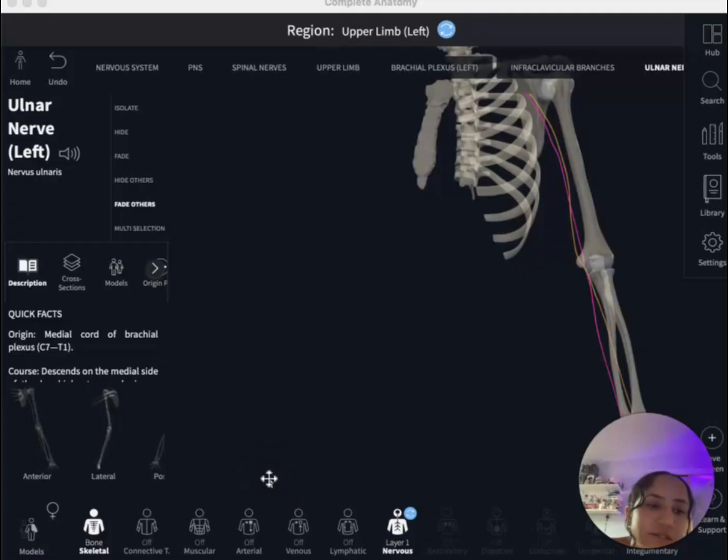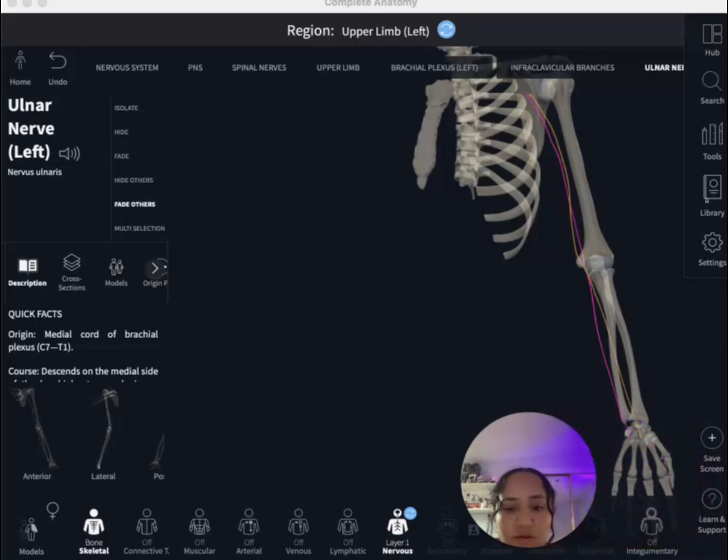Okay, so the next thing we're going to be talking about and differentiating from the median nerve is the ulnar nerve. I have it brought up on Complete Anatomy. You can see right here, it is in the pink. You can see how it differs, and it's kind of similar to the median nerve. As you can see, it runs the same path.